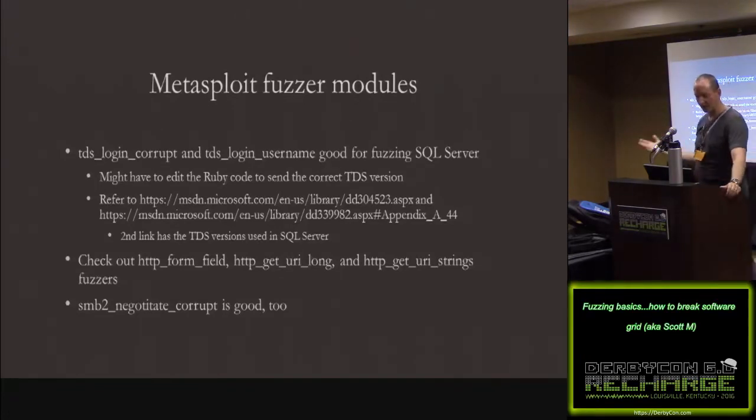Within Metasploit, those three fuzzer modules, HTTP form field, get URI long, get URI strings, those are good. The SMB2 negotiate corrupt is good. It sends bad negotiation packets via SMB2, and that can cause some interesting crashes.